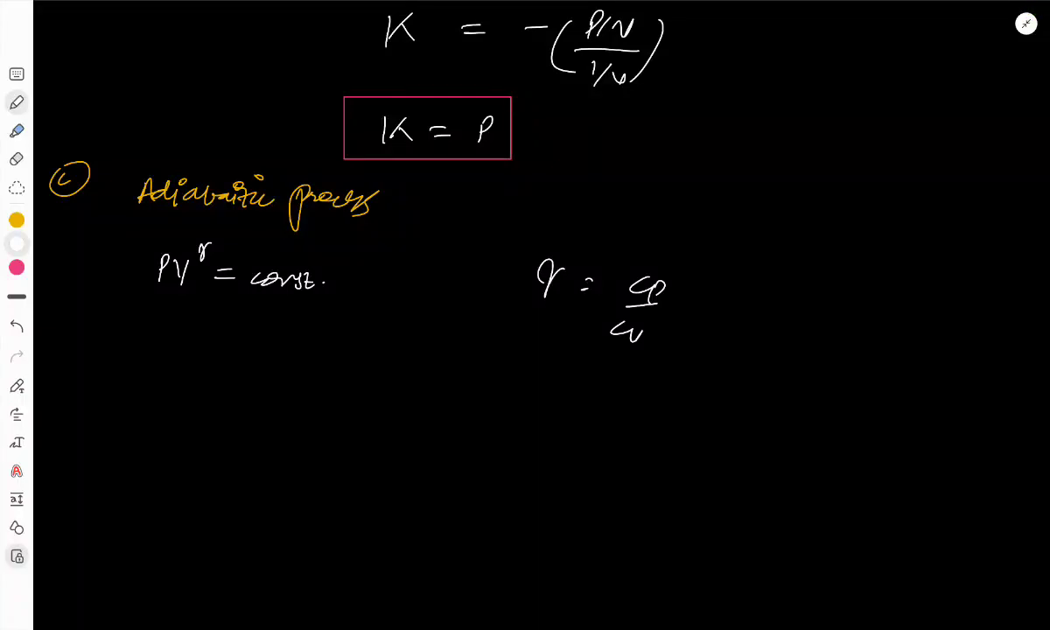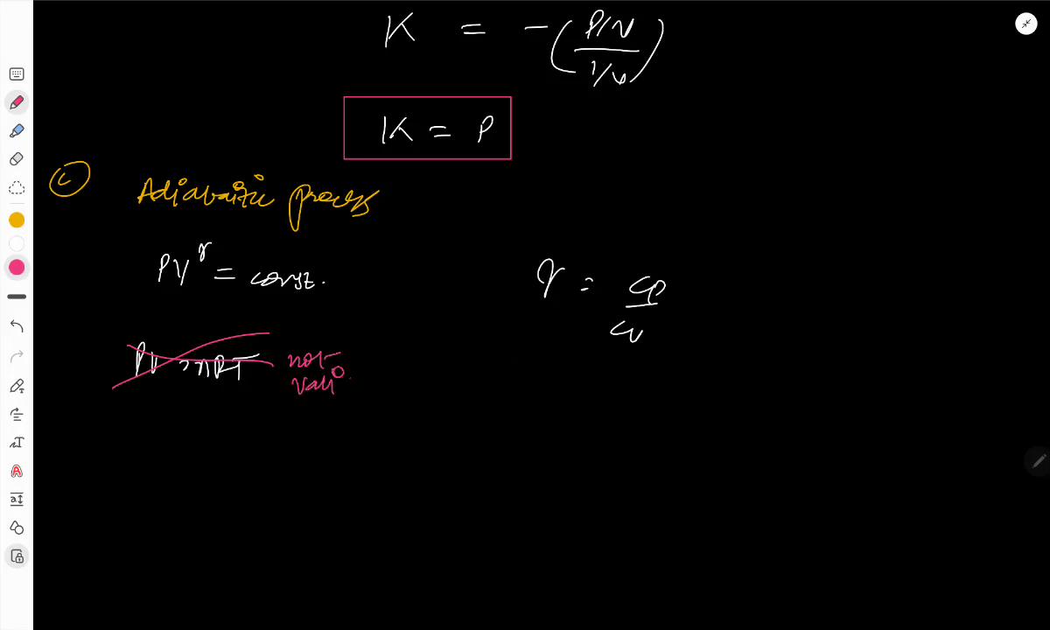Welcome back everybody. Let us continue from where we left last time. We were discussing the adiabatic process. So now, what is an adiabatic process? It is a type of process in which the condition PV equals nRT doesn't hold valid.